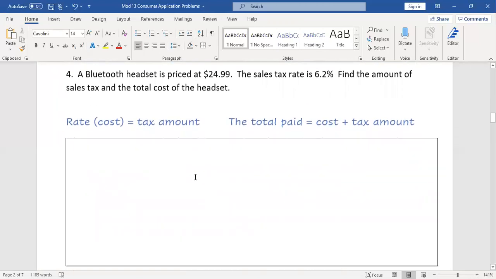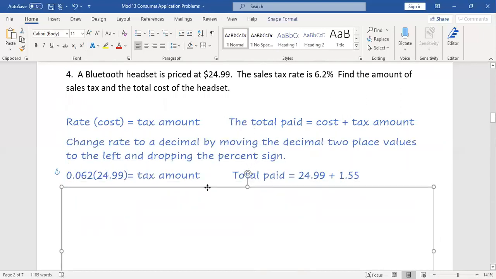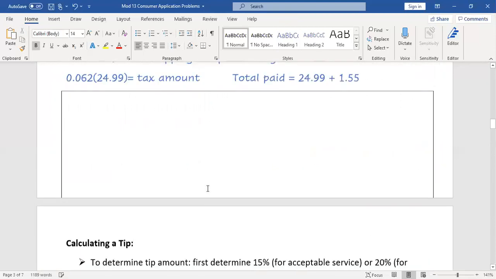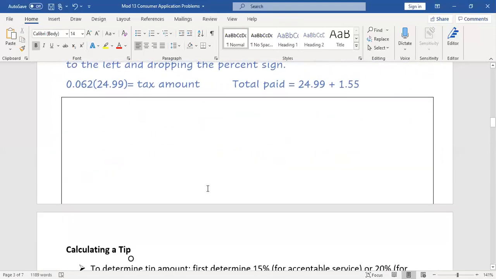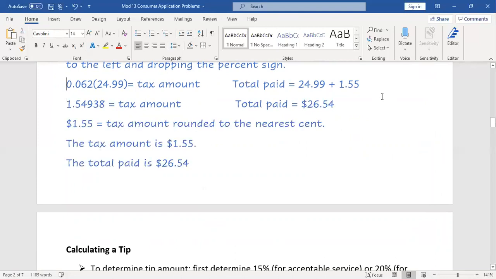For this particular problem, we're going to have to change that 6.2% to a decimal. So when we drop the percent sign and move that decimal 2 place values to the left, we're going to end up with 0.062. So how did you do? 0.062. There we go.